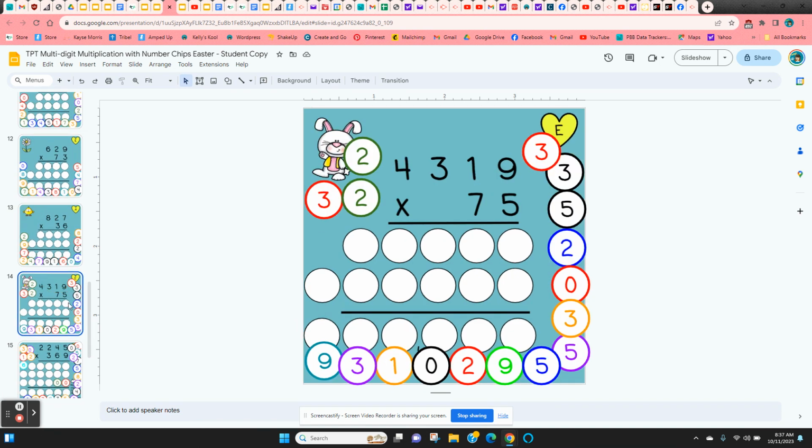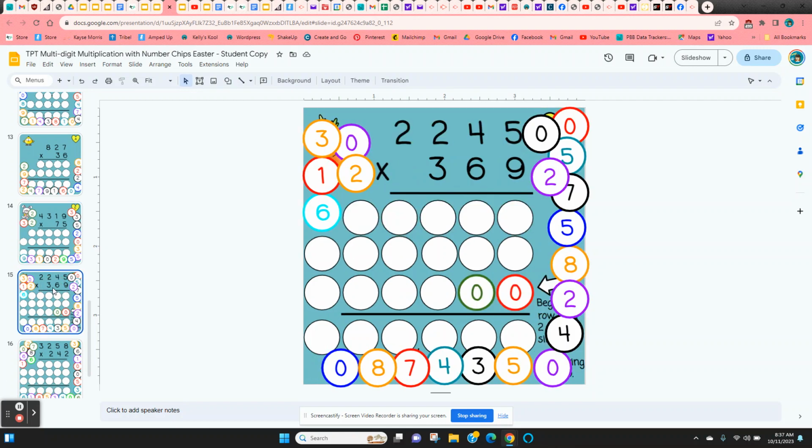Then they have a 4-digit by 2-digit. Now we go to a 4-digit by 3-digit. So we're going to break that multiplication into 3 different parts. 2,245 times 9 will be in this row. 2,245 times 60 will be in this row. That means they have to start that row with a 0. And then 2,245 times 300, they're going to have to start this third row with 2 zeros because they're multiplying by a number in the hundreds.